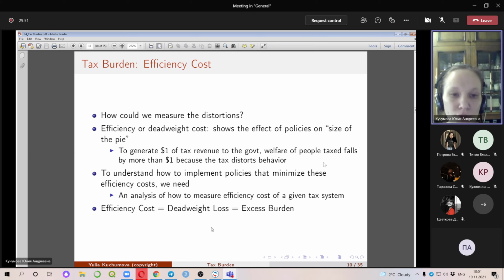One important note here is that efficiency cost means basically the same as deadweight loss and the same as excess burden. So these are three terms that mean the same thing, but depending on the context or on the part of public finance, different terms are used. This is probably historical, or by people's preferences.